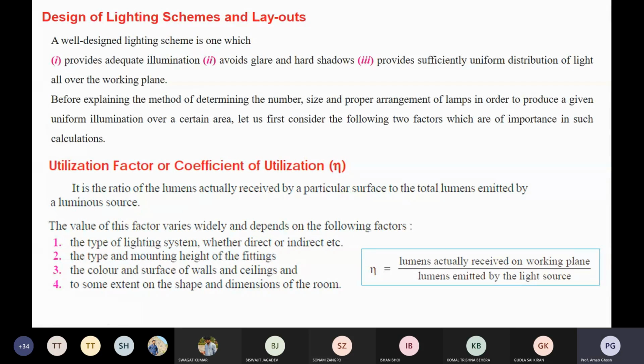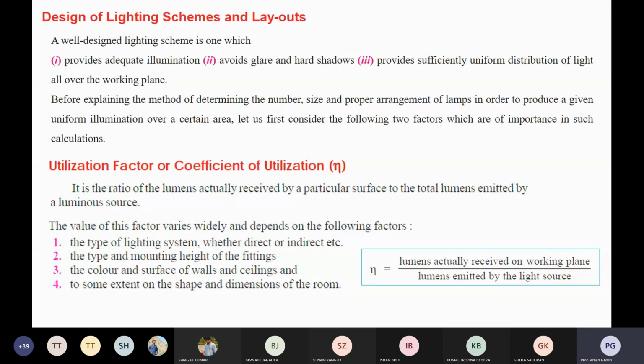In the last class I discussed different illumination, direct illumination and indirect illumination, and how they are related to each other. And what the purposes of illumination are, and the different illumination systems. Then at the end of the session I discussed the space and height ratio.